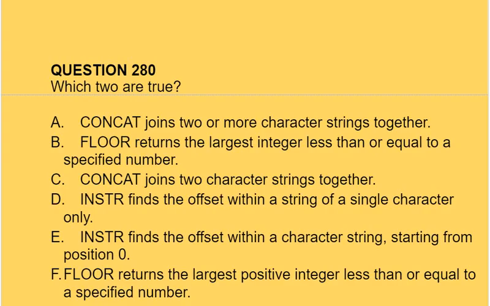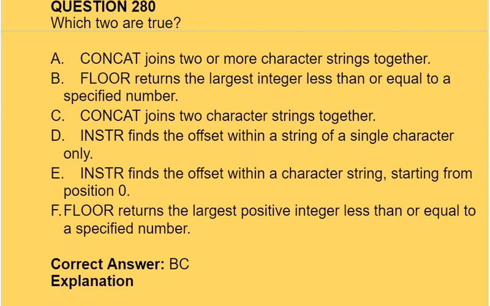Option E: INSTR finds the offset within a character string starting from position 0. Option D: FLOOR returns the largest positive integer less than or equal to a specified number. Correct answer is option B and option C.